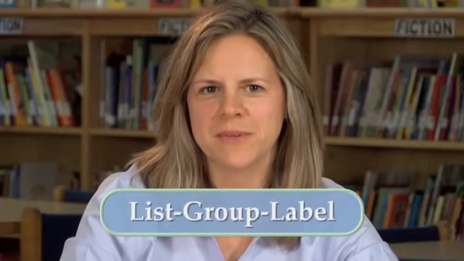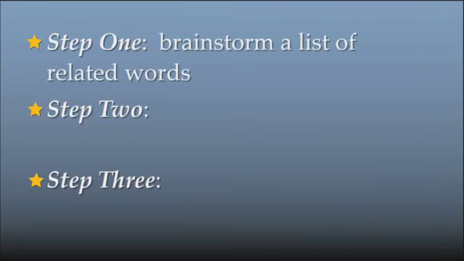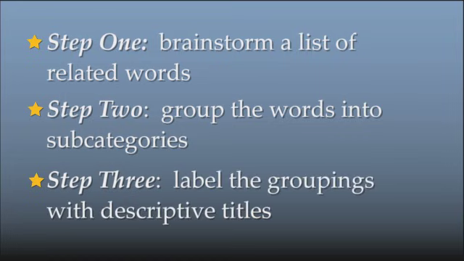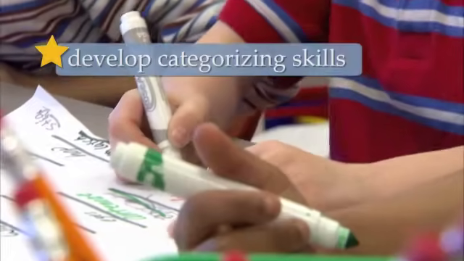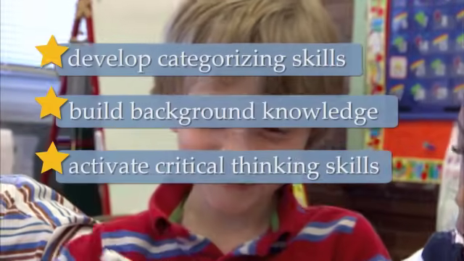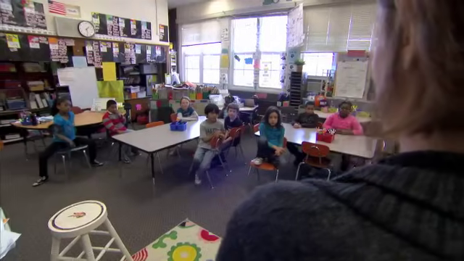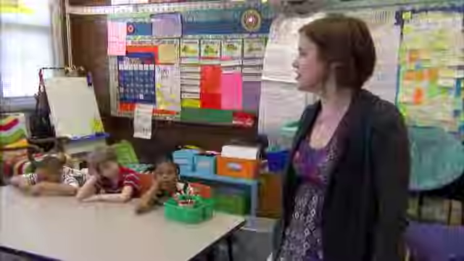List group label is both a vocabulary and a comprehension strategy, and there's really 3 steps. Brainstorm a list of related words, group those words into subcategories, and then label the groupings with descriptive titles. This strategy is an excellent way to help kids develop categorizing skills, build background knowledge, activate critical thinking skills, and grow vocabulary. Let's watch as Cathy Doyle uses the strategy with her 2nd grade class.